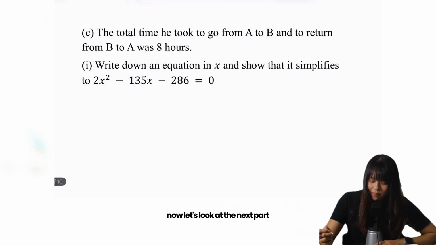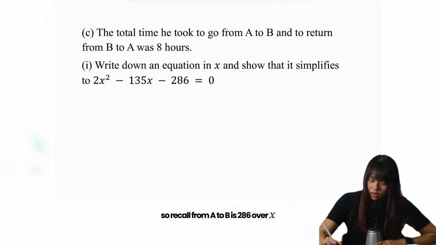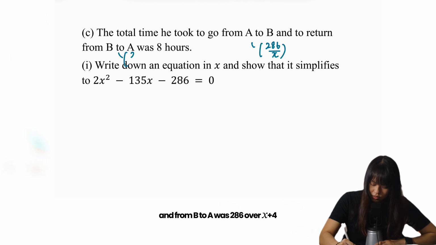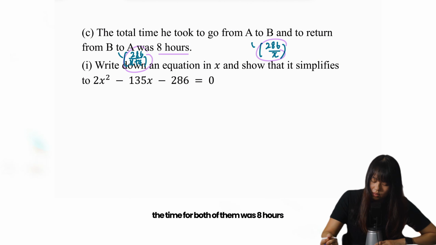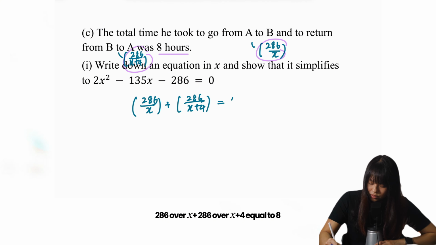Now, let's look at the next part. The total time to go from A to B and back from B to A was 8 hours. Recall that from A to B is 286 over x, and from B to A was 286 over x plus 4. The time for both of them was 8 hours. So we're going to add these two expressions up: 286 over x plus 286 over x plus 4 equal to 8.